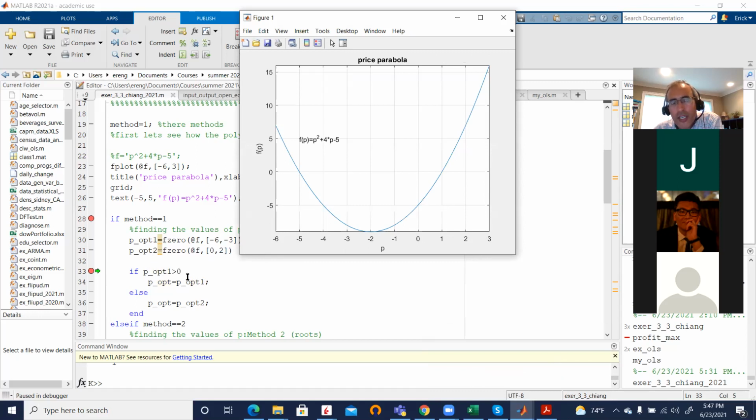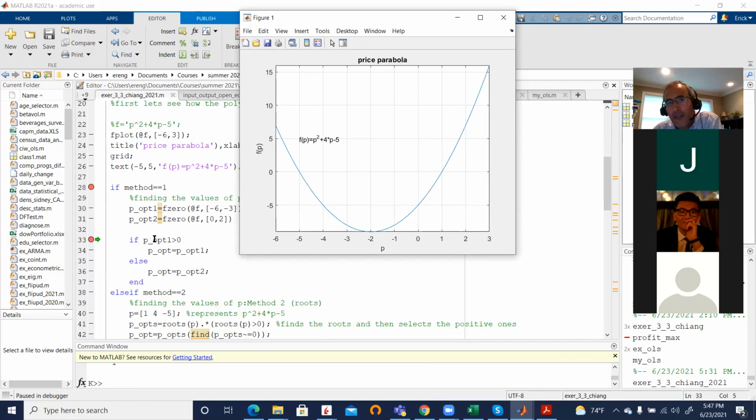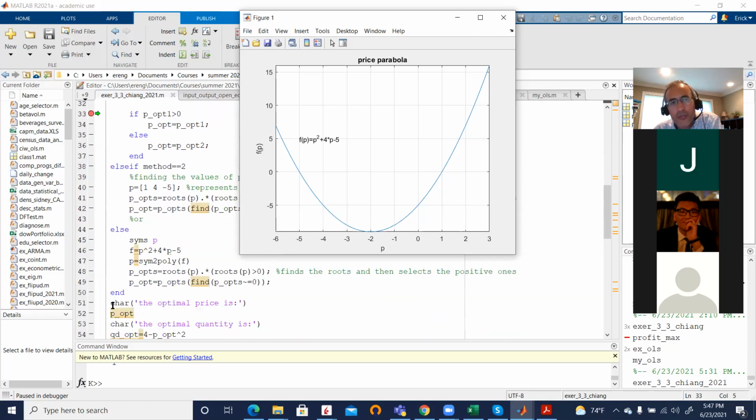Now, what is interesting, guys, is my optimal, as this is my quantity, right? This is my price, sorry. I cannot have a negative number. So obviously this optimal -5 doesn't work. The one that should work is optimal 2. So what I'm doing here is simply saying, if the optimal one is larger than 0, this is going to be my optimal. Otherwise, my optimal is going to be optimal 2. All right? So let me stop here.